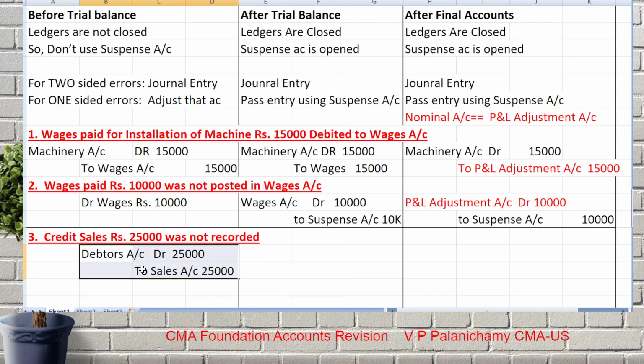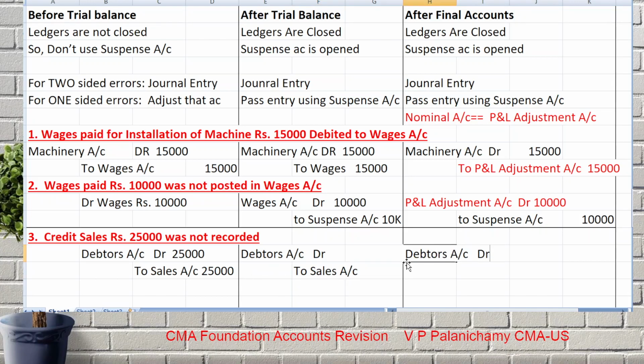Then after trial balance also, what is the entry you will pass? Same entry. Debtors account debtor to which account? Sales account. If it is after final accounts, what is the entry you will pass? Debtors account debtor 25,000 to which account? P&L adjustment account.